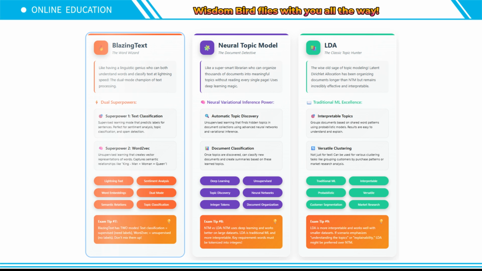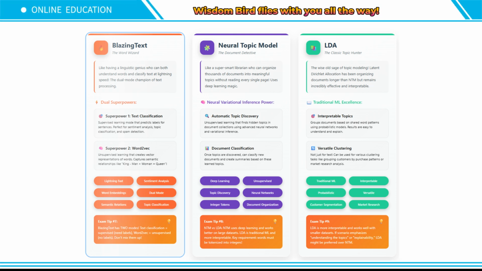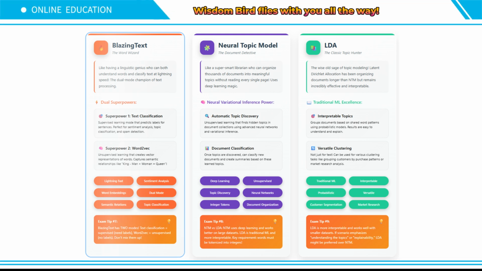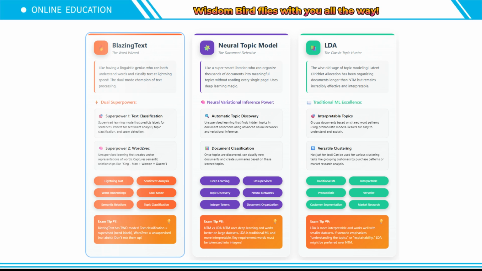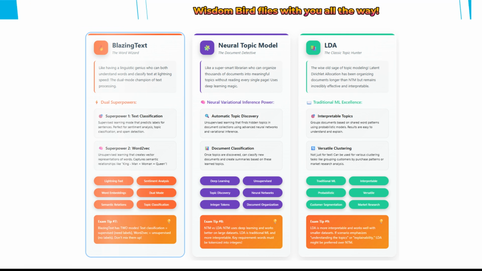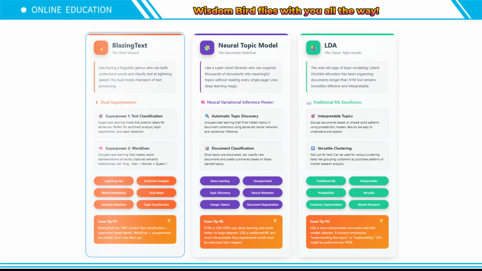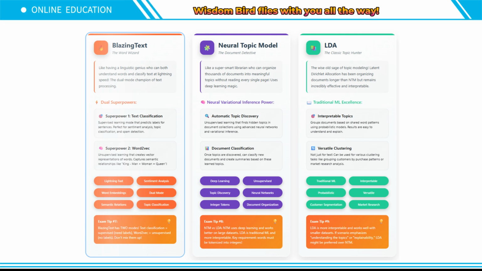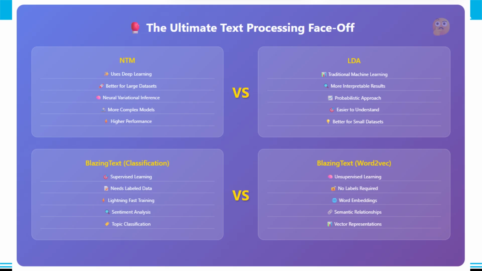What makes LDA unique? Not a deep learning algorithm, traditional machine learning. Groups documents based on shared word patterns. Can be used for clustering beyond just text. More interpretable than NTM. Versatile applications: topic modeling in documents, customer segmentation, group customers by purchase patterns, market research analysis. Exam tip number 9, LDA is more interpretable and works well with smaller datasets. If the scenario emphasizes interpretability or understanding the topics, LDA might be preferred over NTM.